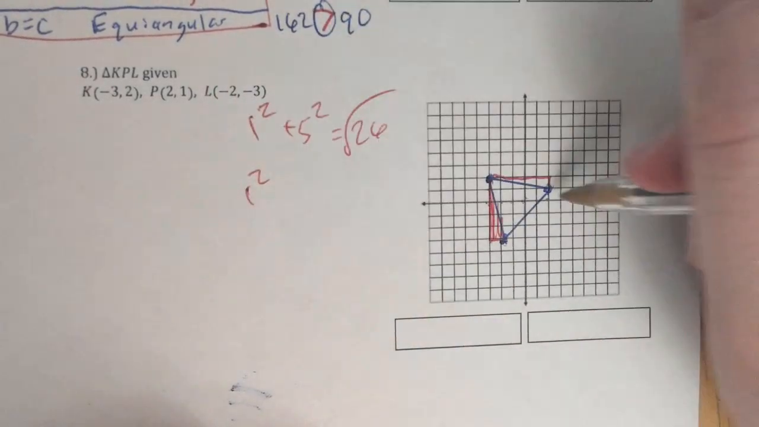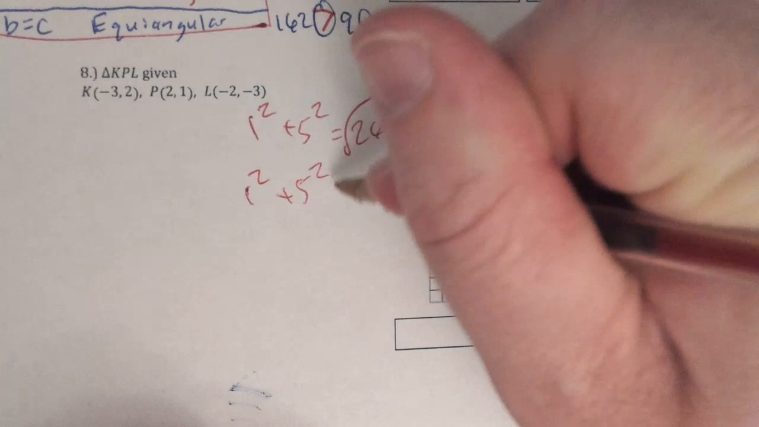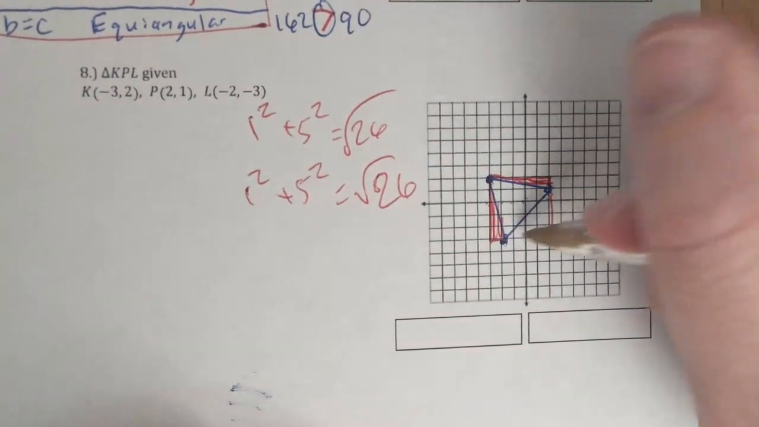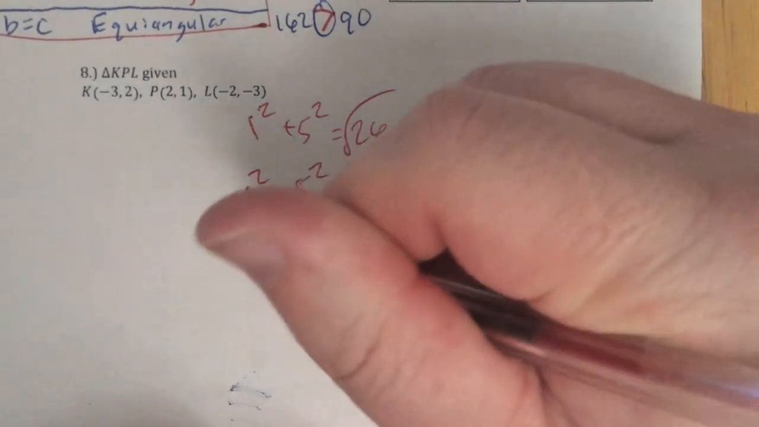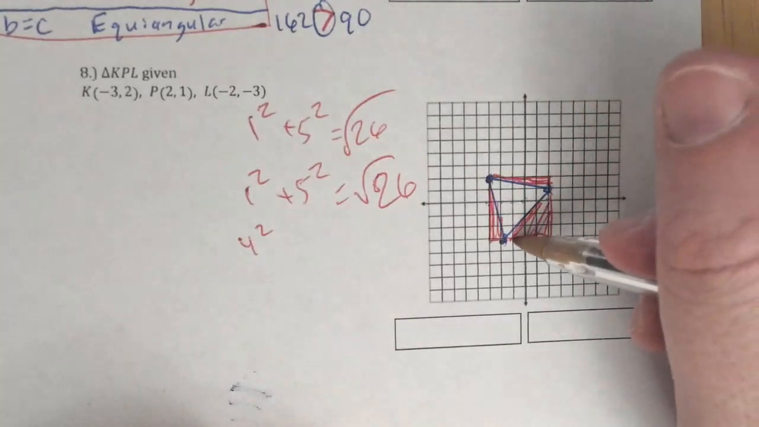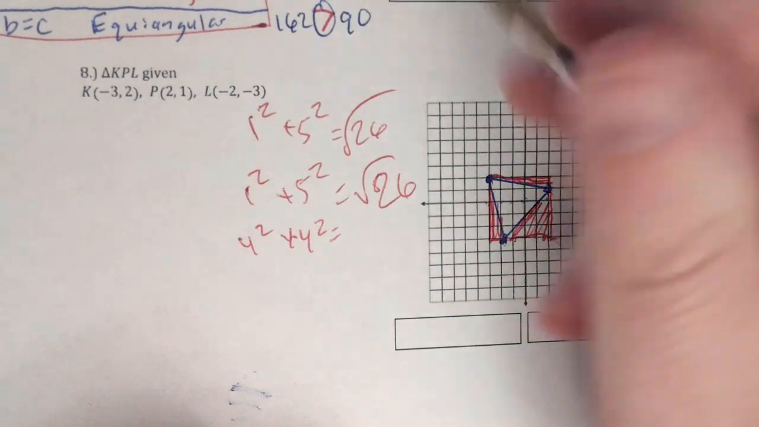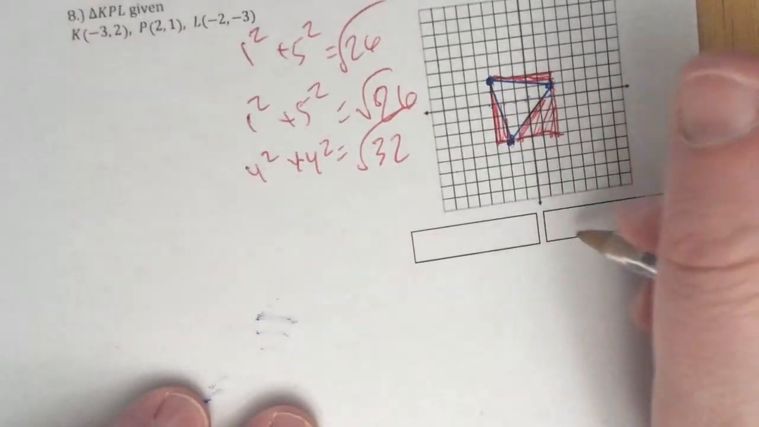And then over here, 1 squared plus 1, 2, 3, 4, 5. Oh, didn't we do that? Square root of 26 again. And then right here, we have 1, 2, 3, 4, and 1, 2, 3, 4. Yep. Plus 4 squared, which is 32. All right, that's definitely isosceles.